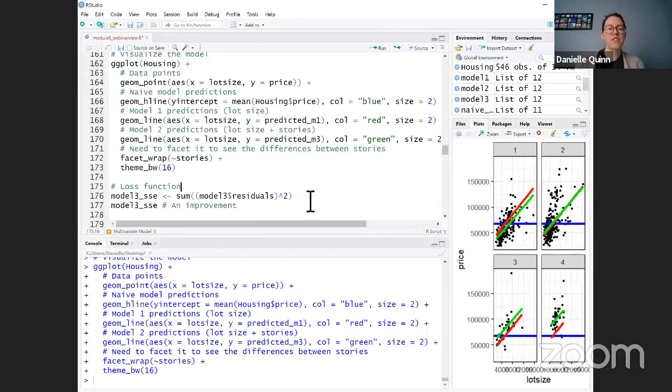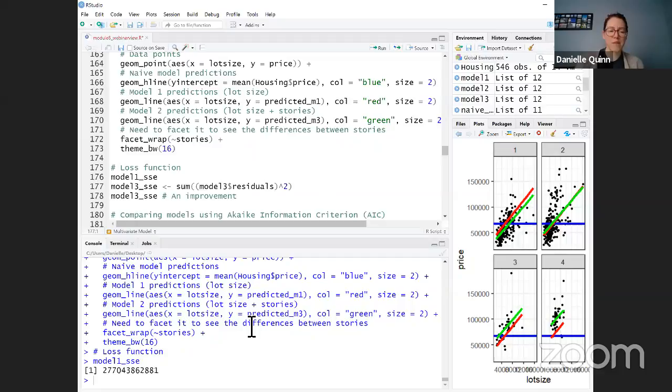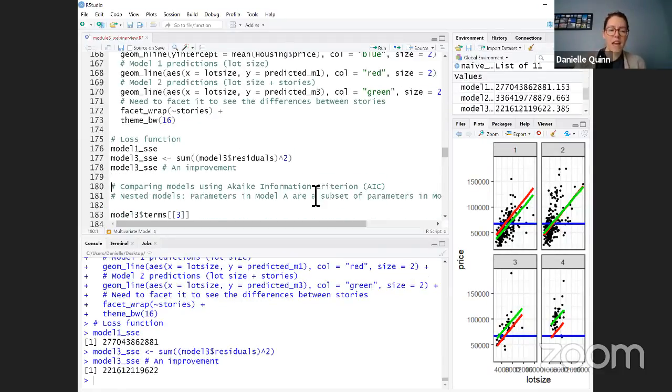So we can return to calculating our loss function. Remember, model 1 so far has been the lowest loss function, and that was this very large number. And we can see that model 3 has improved. We have minimized, or at least lessened, our loss function.